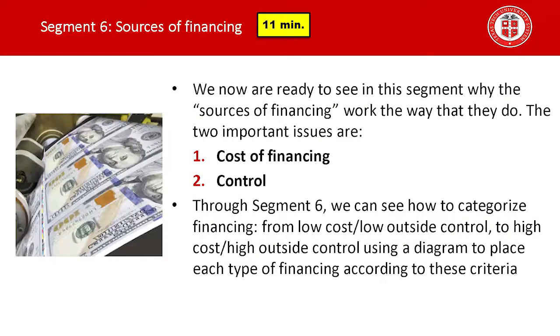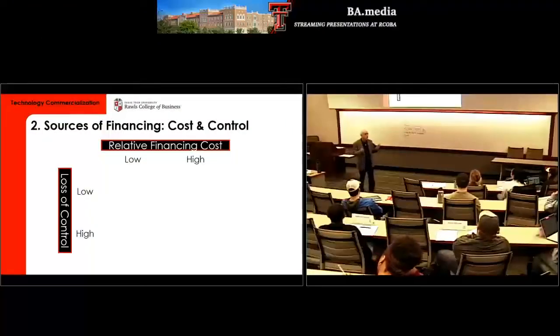Segment 6 puts us in a position where we're now ready to see why the sources of financing work the way that they do. The two important issues are cost of financing and control. So through segment 6, we can see how to categorize financing from low cost, low outside control to high cost, high outside control using a diagram to place each type of financing according to these criteria. I promised you that we'd organize then the sources of finance.